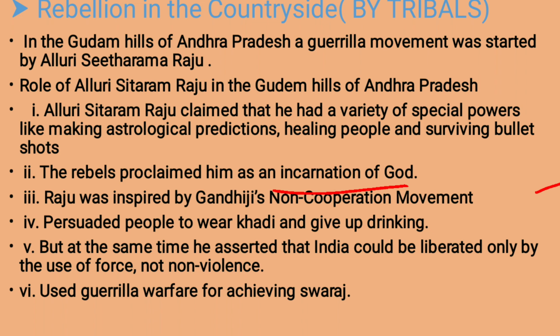But Raju was not inspired by this. He asserted that India could be liberated only by the use of force, because he wanted only the use of force. People would not understand simple talking and lovely speaking. He used guerrilla warfare for achieving swaraj.